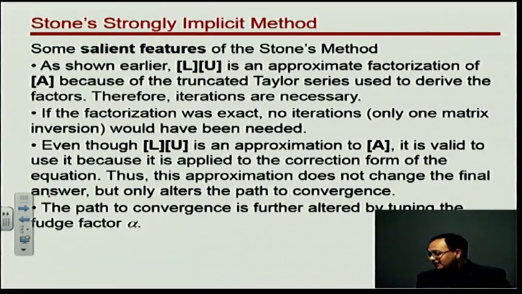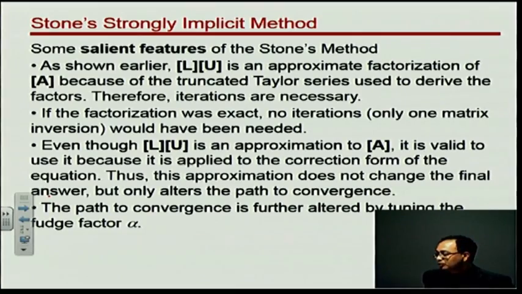So that's the method. Now here are some salient features of Stone's method. As I said, LU is an approximate factorization because L times U is derived by using those truncated Taylor series expansions. And therefore you need iterations.